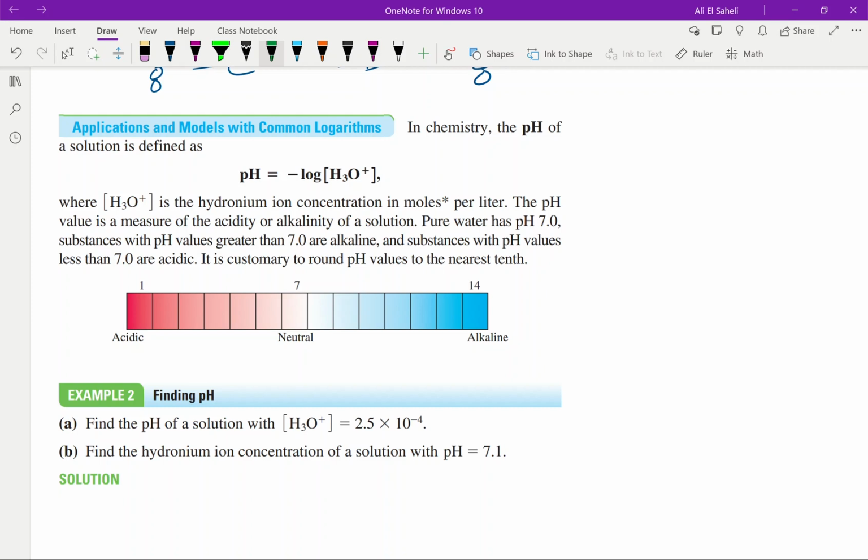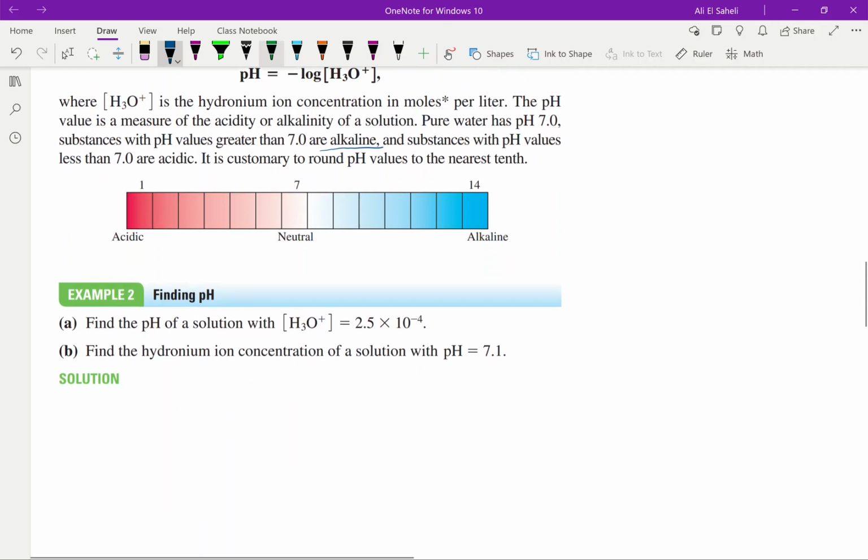The pH value is a measure of the acidity or alkalinity of a solution. Pure water has pH of 7. Substances with pH greater than 7 are alkaline, and substances with pH values less than 7 are acidic. It is customary to round pH values to the nearest tenth.